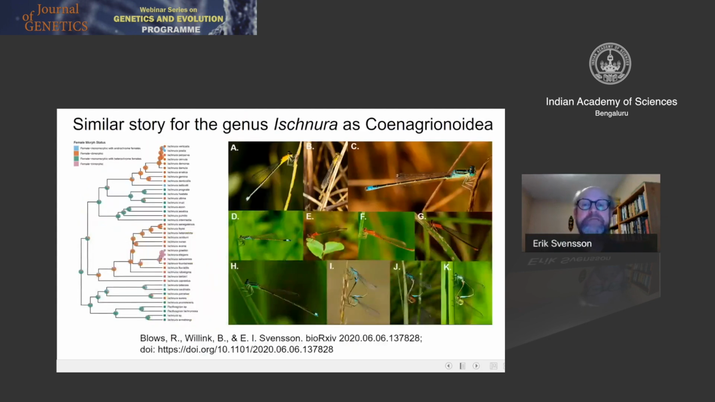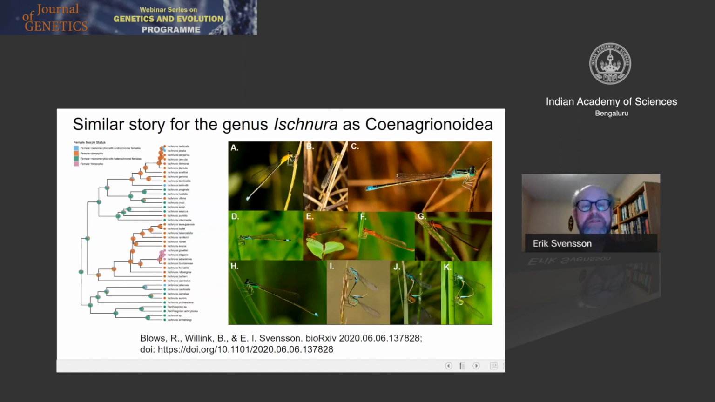And this is also true if we zoom in specifically on the genus Ischnura, where Ischnura elegans occurs. The ancestor was predicted to be female monomorphic, of only one female type, and they look different from males. And then there are at least two independent gains of female polymorphism, where two females and a male-mimicking female appeared, and then one case of three female morphs, and that's within the clade that contains Ischnura elegans.